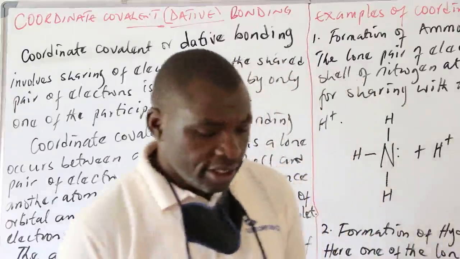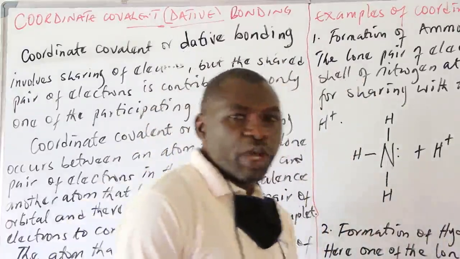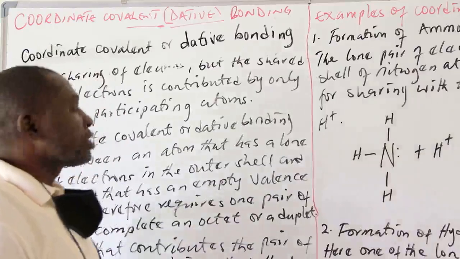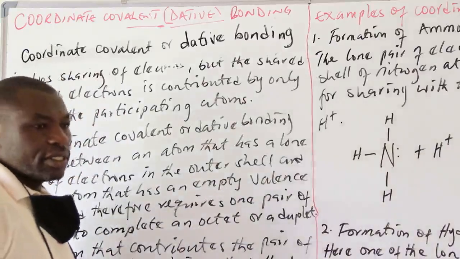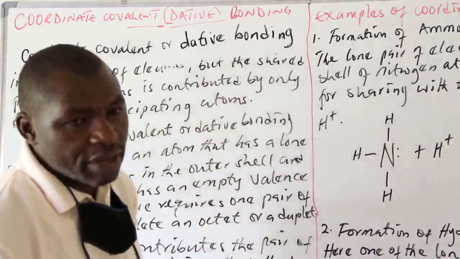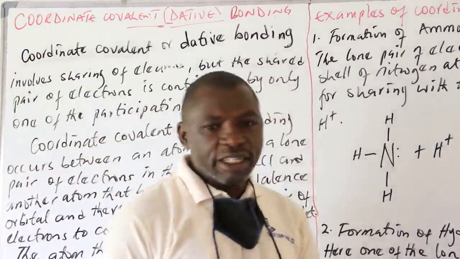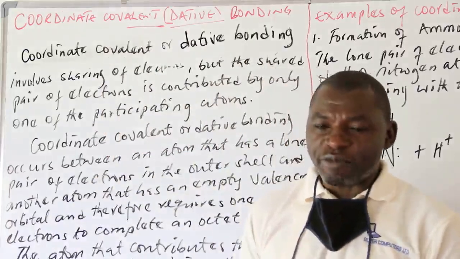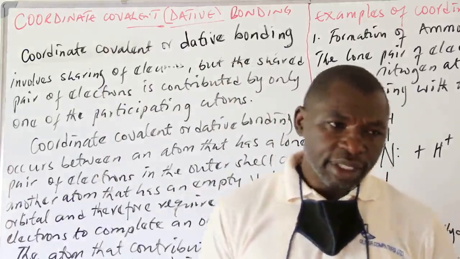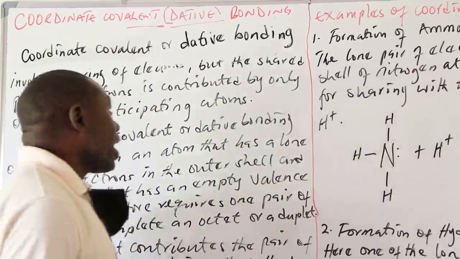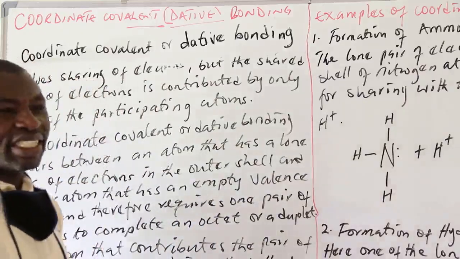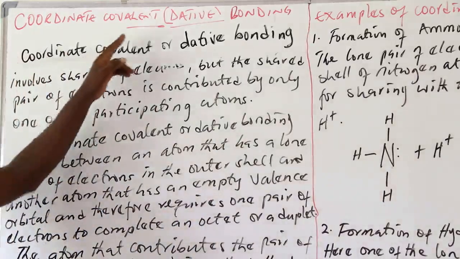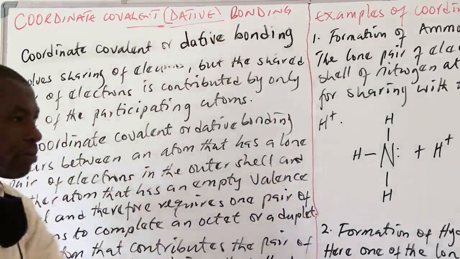Good day, students. Today we'll be continuing our lessons from where we stopped the last time we met. I introduced chemical combination, and I did say that there are 4 types of chemical bonding: the covalent bonding, the ionic bonding, the coordinate covalent bonding, or what we call dative bonding, and the metallic bonding. The last time we were in class, we had discussed covalent bonding and ionic bonding. Today, I'll be talking about coordinate covalent, or what we call dative bonding.